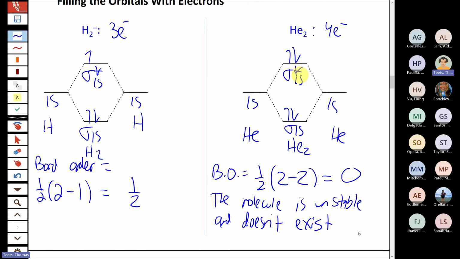All right, so any questions so far on the simpler of the orbital diagrams that we've been doing? Yeah.